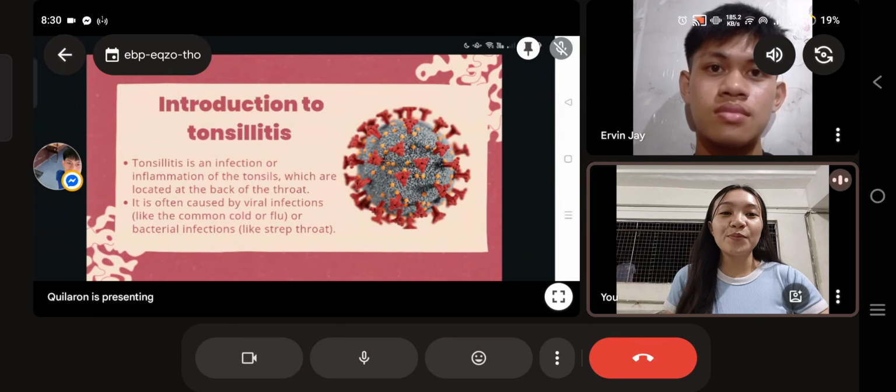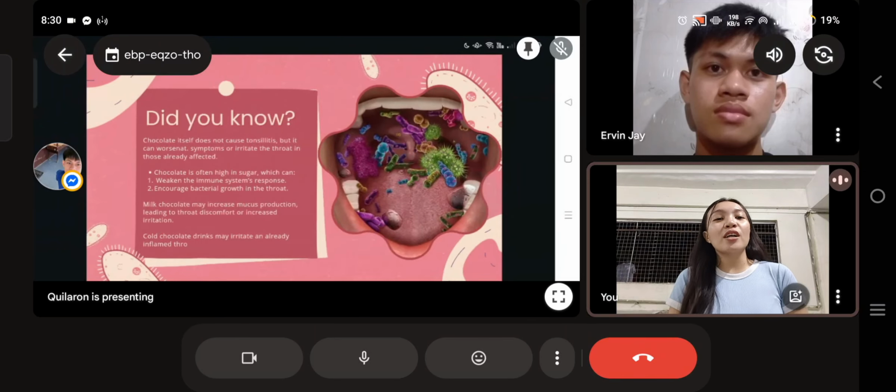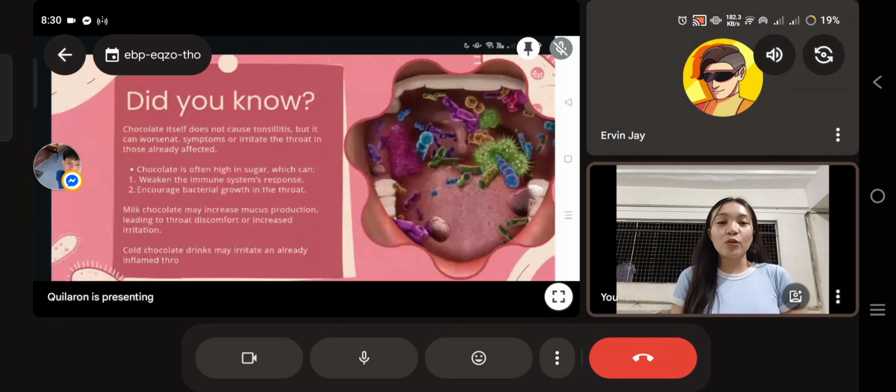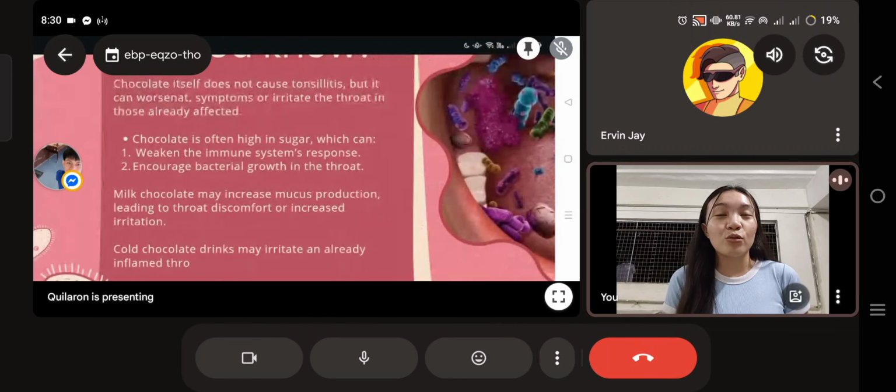So, did you know that chocolate itself does not affect tonsillitis, but it can worsen symptoms or irritate a throat that has already been affected? So, pwede na tayong mukaon og daghan nga chocolate. Okay? So, ano man ta mag-ingon nga ang chocolate ang cause sa tonsillitis?